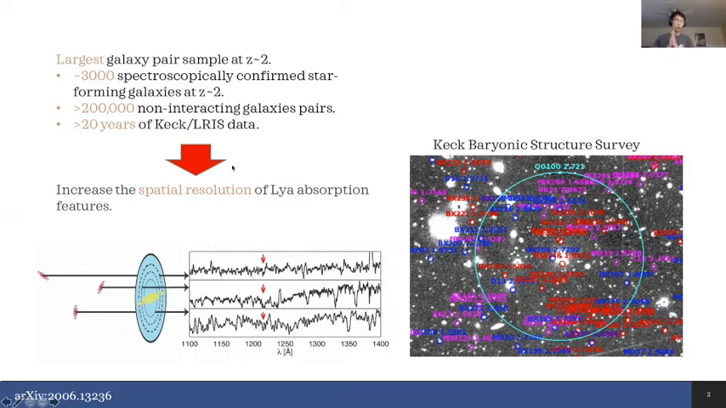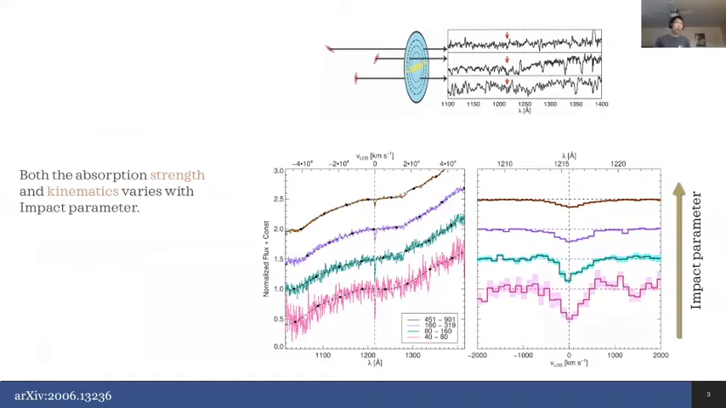The goal here really is that we want to increase the spatial resolution of the Lyman-alpha absorption features. That's because galaxy sightlines are more common than quasar sightlines, which were commonly used. So with these 200,000 galaxy pairs, if you treat all of the foreground galaxies as a huge statistical sample, you're basically imaging, with such a dense sampling, the Lyman-alpha absorption in the CGM. So we stacked these spectra at the redshift of the foreground galaxies.